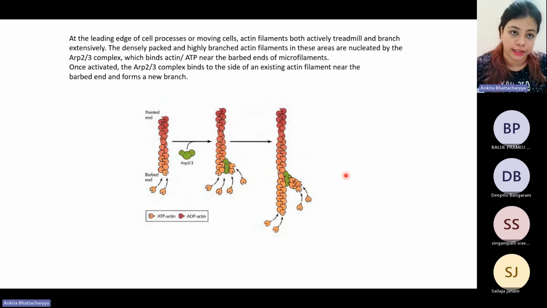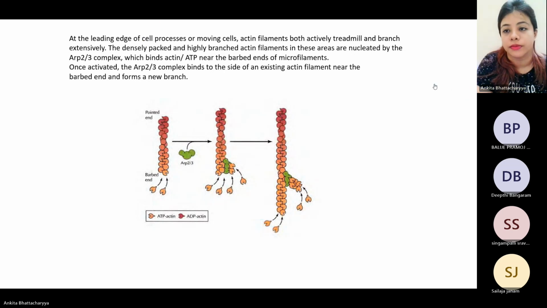Now, this is the process via which you can get an elongated, filament-like structure of actin. However, as we have previously discussed, and as you can see in the slide, just give me a minute.